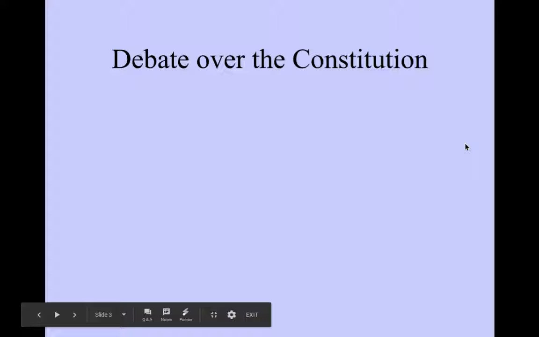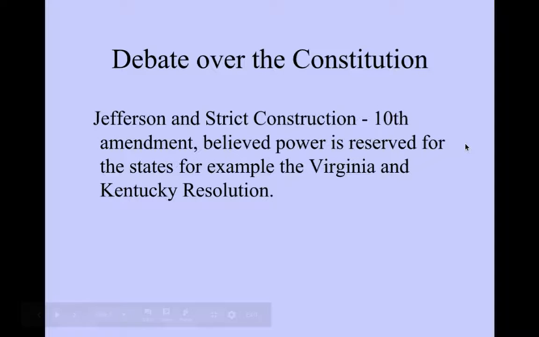The debate over the Constitution. All right. So what does it mean to be a strict constructionist? So there's this play called Hamilton. I don't know if I mentioned it to you, but there's a line in the play where Hamilton is trying to convince Aaron Burr to support the Constitution. And Aaron Burr says, it's filled with contradictions.